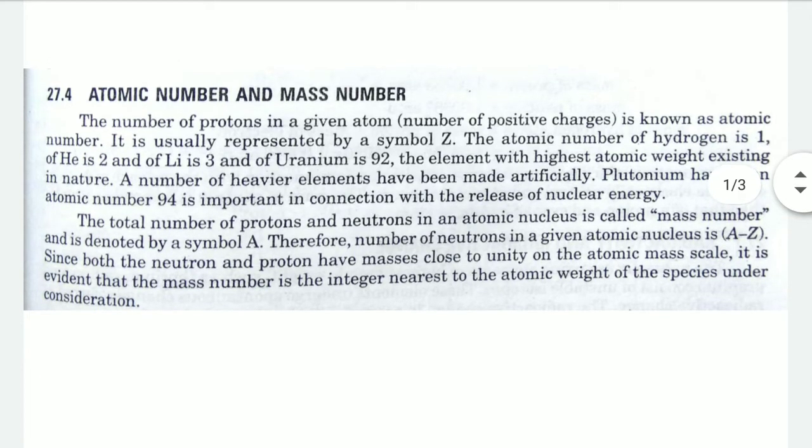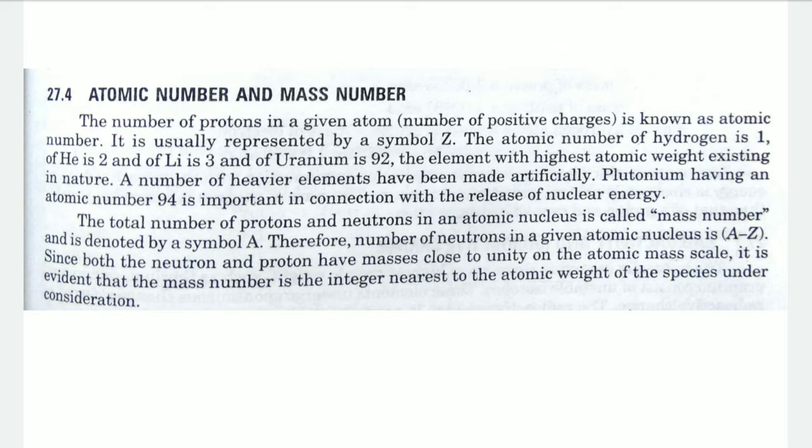The total number of protons and neutrons in an atomic nucleus is called the mass number, and it is denoted by the symbol A. As we know, any atom carries three types of particles: neutrons, protons and electrons. Protons represent the atomic number, and protons and neutrons together represent the mass number. Therefore the number of neutrons in a given atomic nucleus is A minus Z, where A is the mass number and Z is the atomic number.